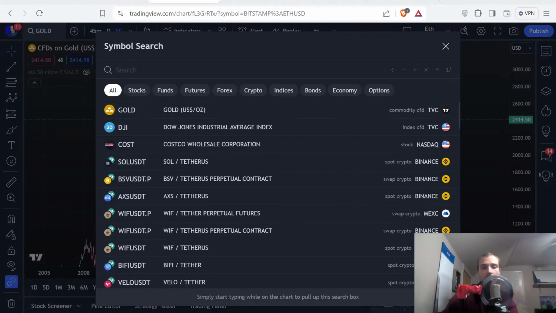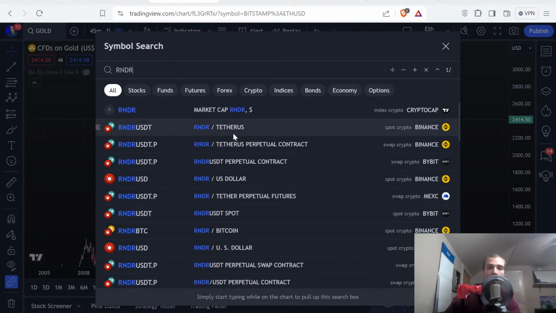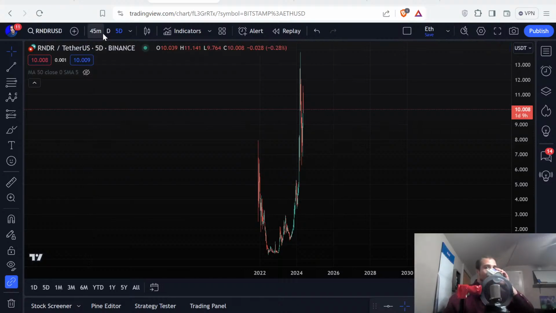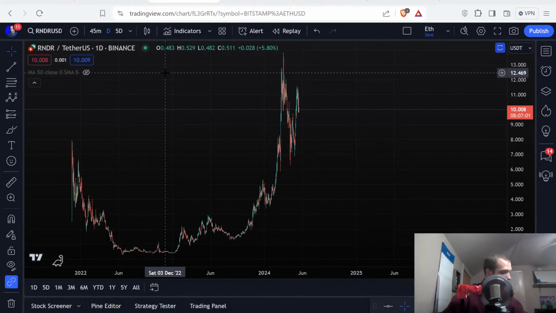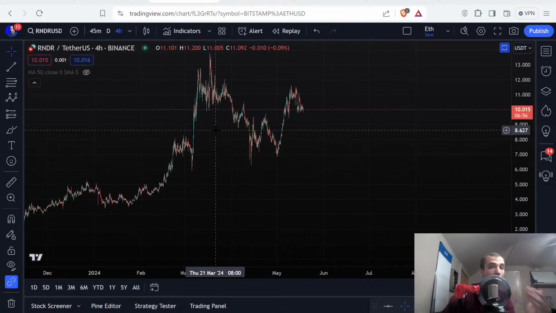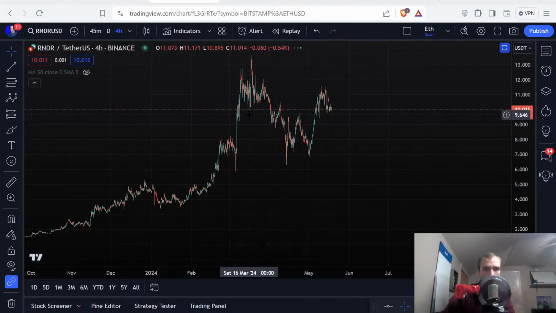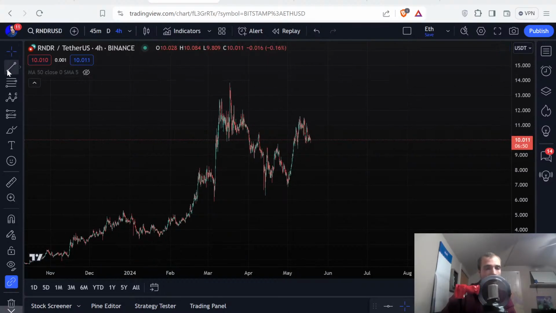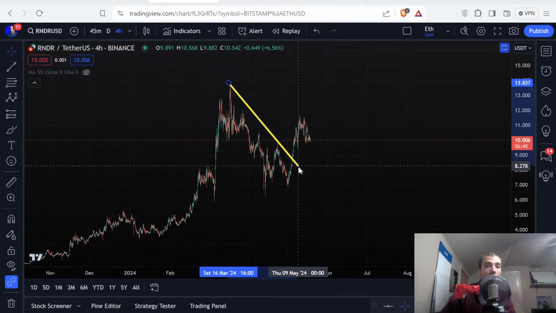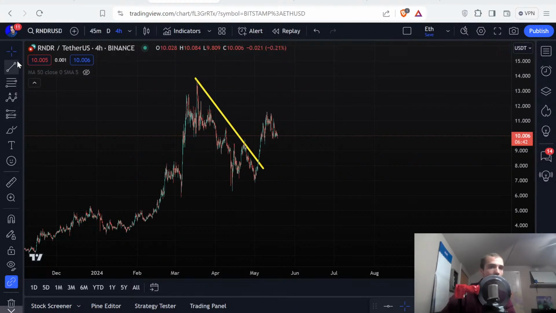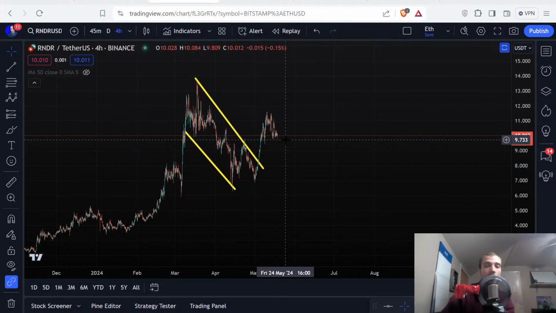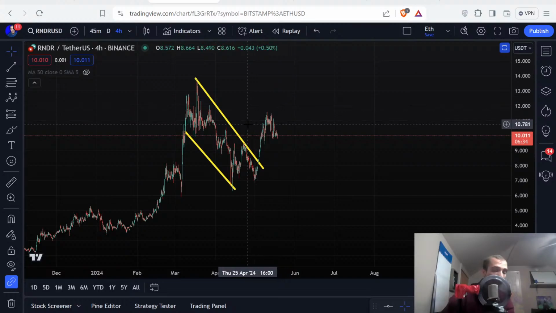So, okay, back to Render, because I wanted to talk about Render a little bit today. Render also broke bullish out of a bull flag. You guys can see we broke bullish out of this bull flag here on Render. And just like how Solana broke out of another bull flag, Render is breaking out of a bull flag as well. And I think Render is going to really start to take off here as Bitcoin takes off.